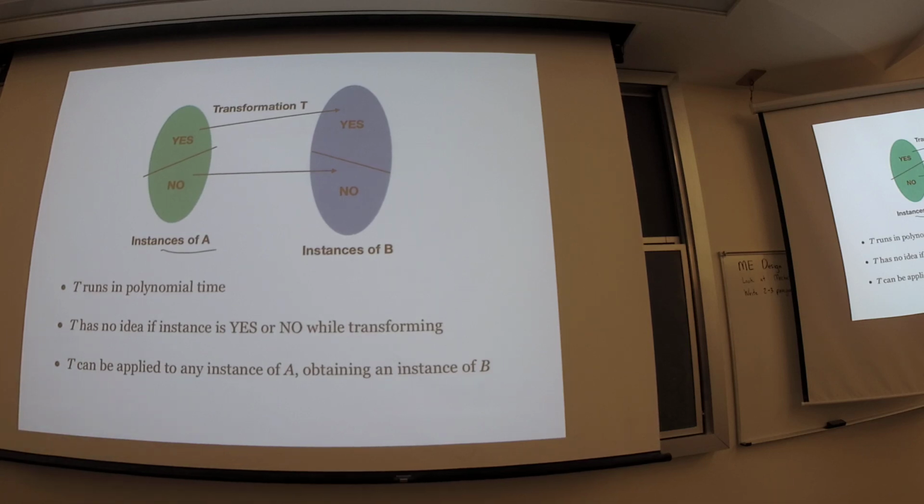So typically, the transformation just transforms one instance of problem A to an instance of problem B. And we'll see examples of this where this comes naturally in certain contexts. But this is the formal notion of a reduction. Okay, so this is the picture you've got to have in mind.